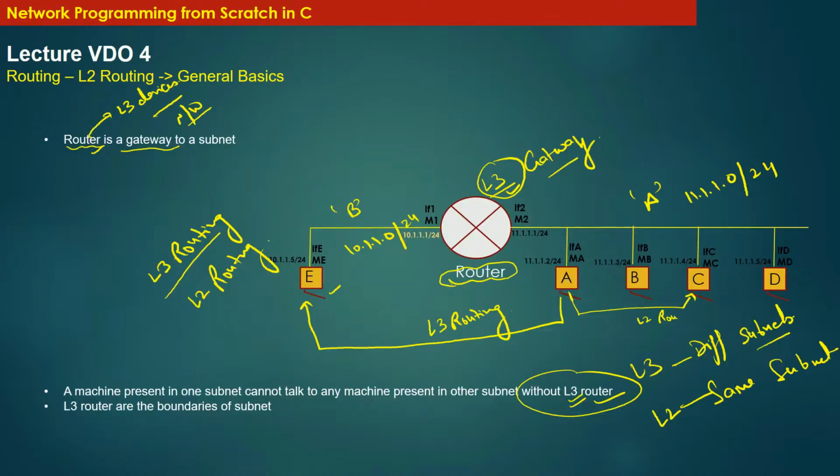So L3 routers are the boundaries of a subnet. This is important: you have a subnet A, and the boundary of this subnet is an L3 router. You have a subnet B, and the boundary of this subnet is again an L3 router. Right? So L3 routers are the boundaries of a subnet.